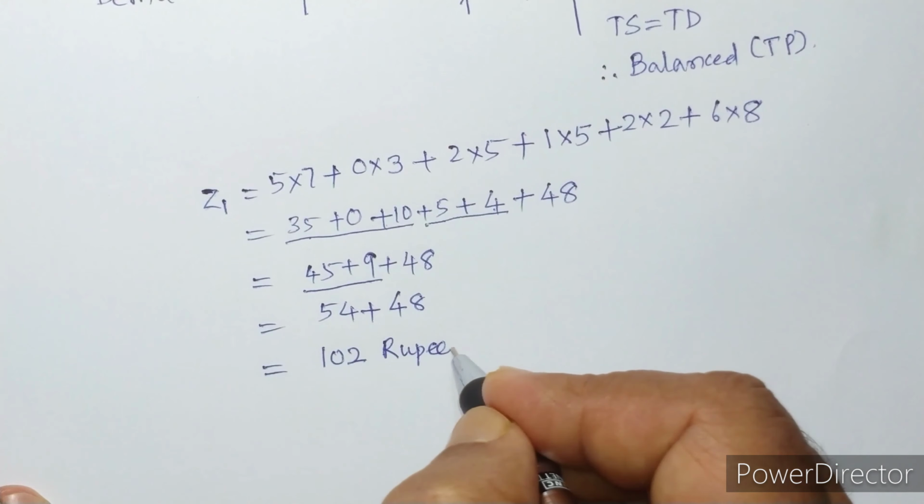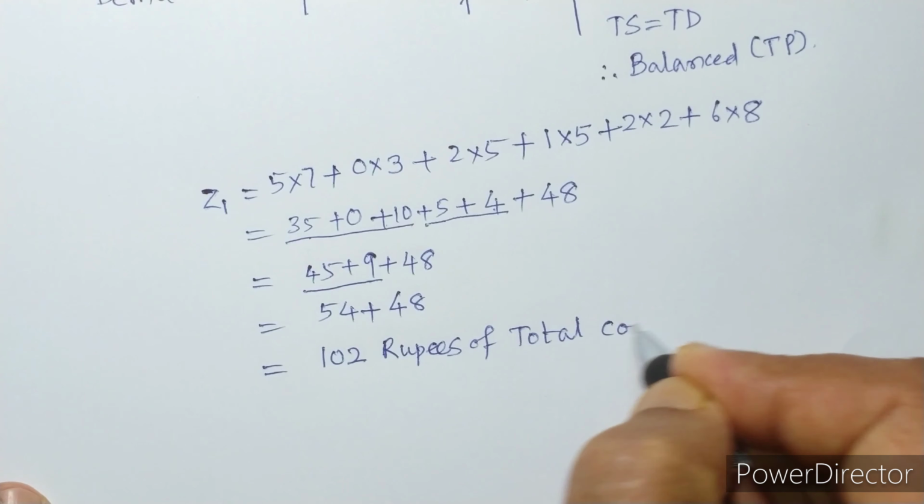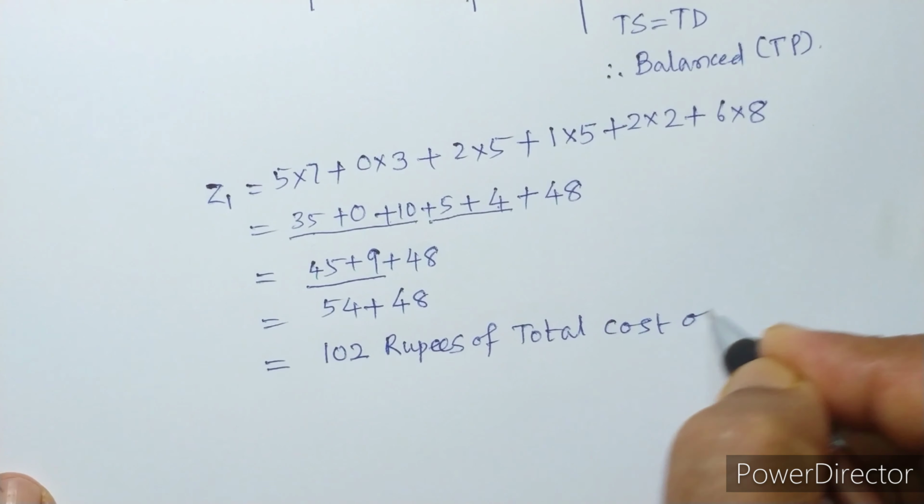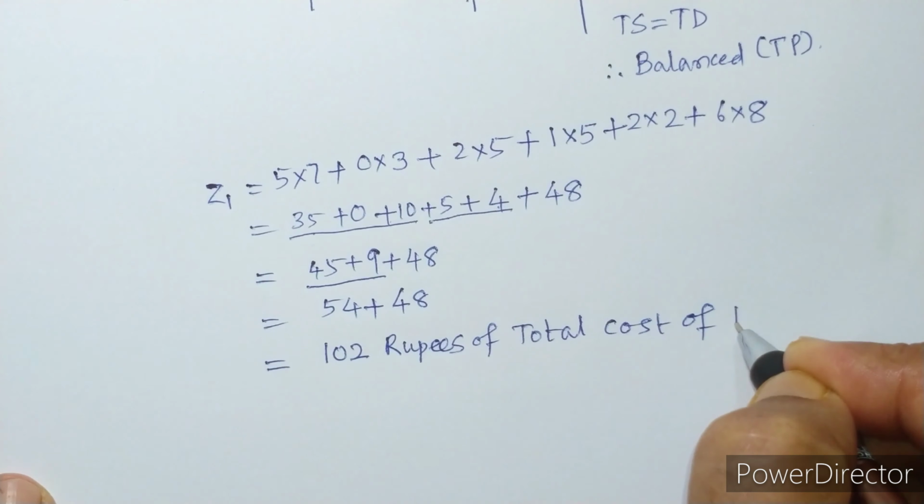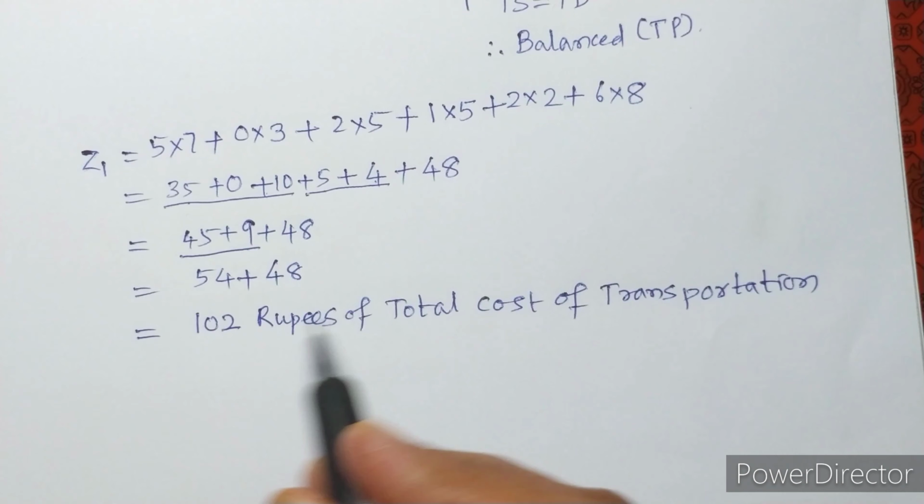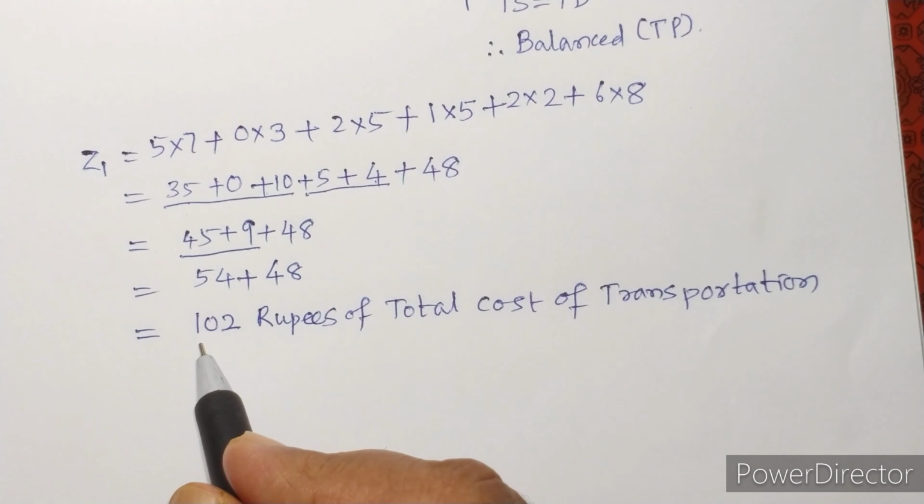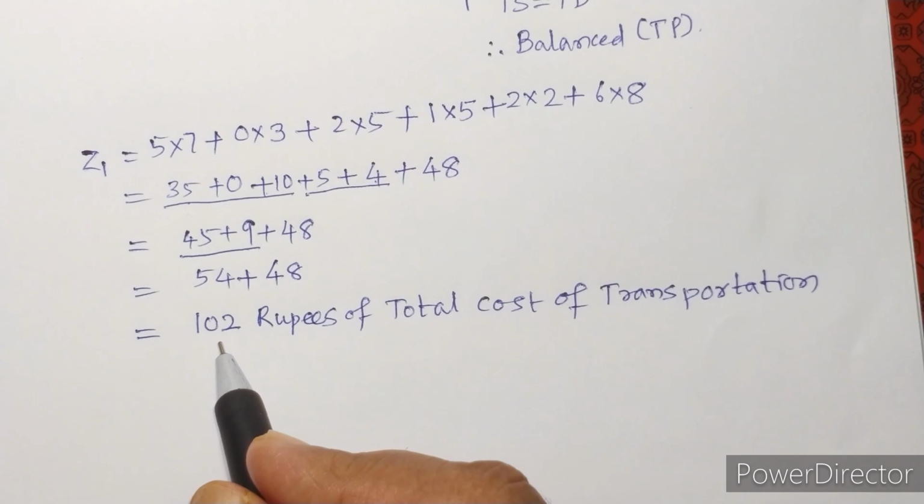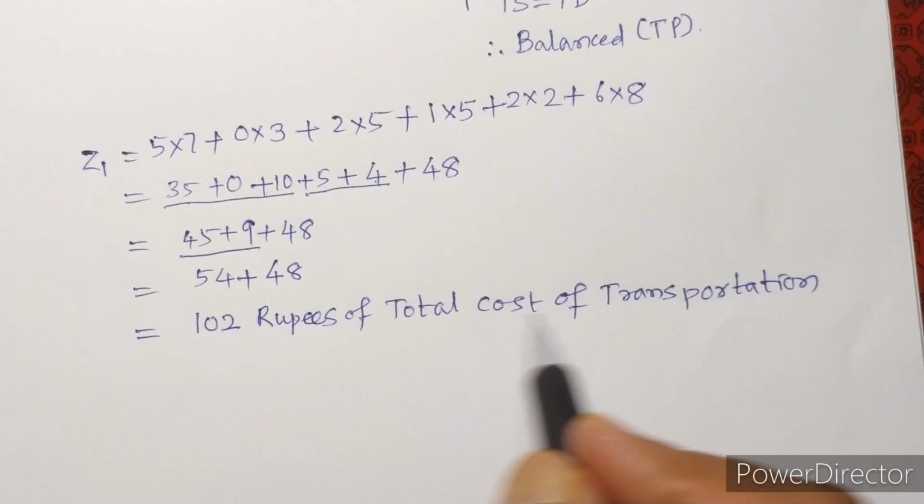Total cost of transportation according to the northwest corner rule. So the northwest corner rule first solution is 102 rupees of total transportation cost.